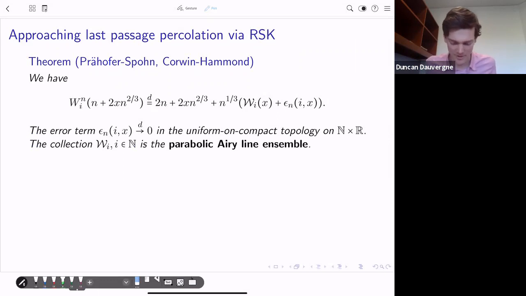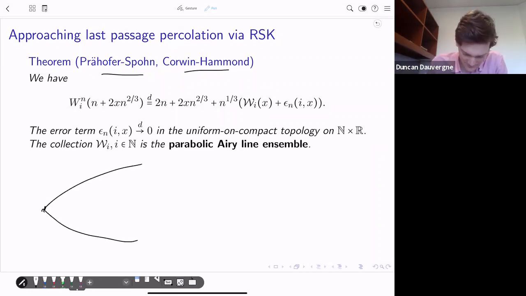and you can do some analysis. And so in a slightly different model, this analysis was done by Prähofer and Spohn, where they proved that W converges in a finite dimensional distributional sense. And then the theorem I'm writing up is due to Corwin and Hammond, a stronger convergence theorem. So what is this? And again, everything's best understood with a picture.